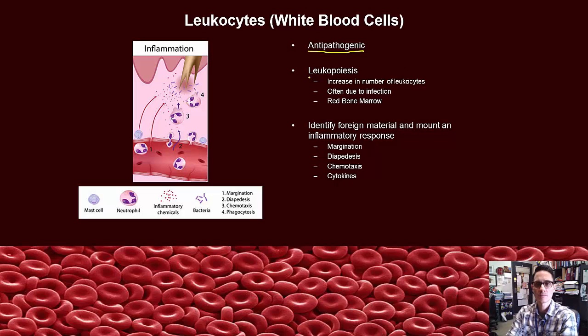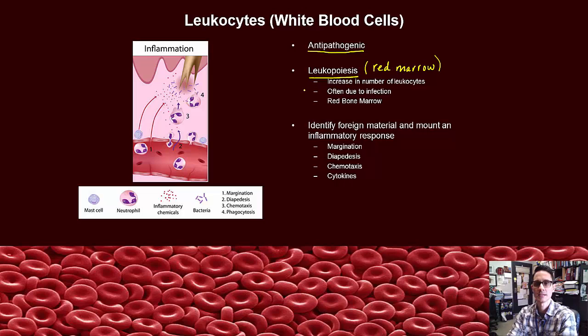So just like we talked about with red blood cells, I want to mention with respect to white blood cells this process of production of these cells, and that is called leukopoiesis. Okay, so leukopoiesis, just like erythropoiesis, is increasing the number of leukocytes. All right, leukopoiesis occurs in the red bone marrow. Okay, just like erythropoiesis did.